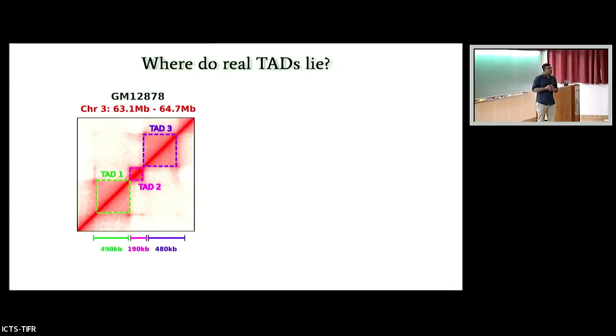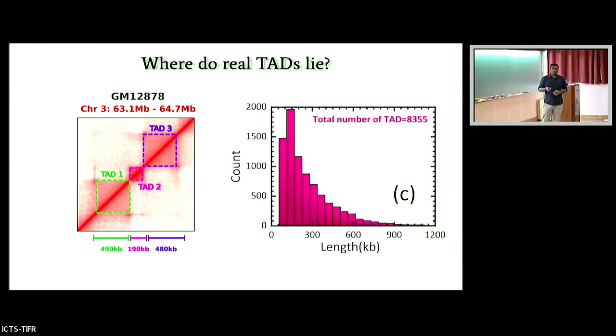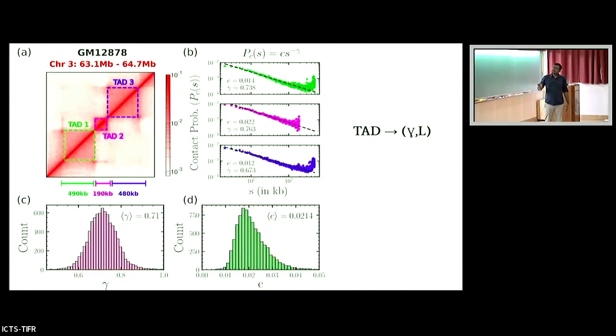Then we move to real TAD analysis. So we extracted all TADs from the human genome data, and we characterized all TADs based on their compaction and length. For each of these TADs, we characterize what is the gamma. We take out the data for each TAD, fit it with a power law, and extract C and gamma for each TAD.